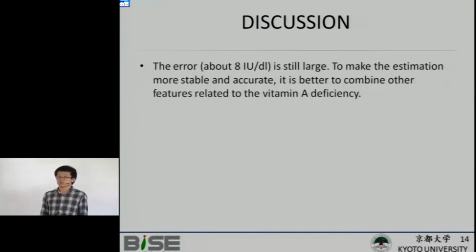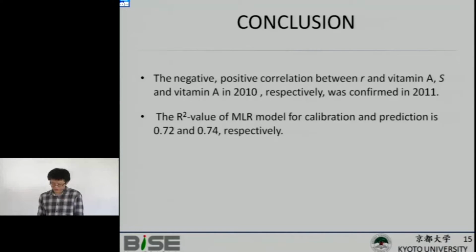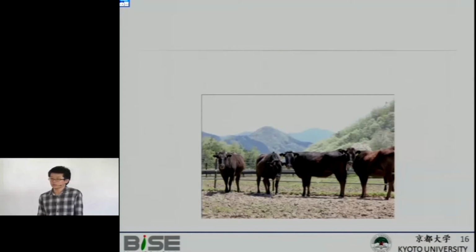Then the discussion part. The error now is about 8 IU per dL. It's still large. To make the estimation more stable and accurate, it's better to combine other features related to vitamin A deficiency. And conclusion: the negative and positive correlations between small r and vitamin A, and S and vitamin A, in 2010 were confirmed in 2011. The R square value for calibration and prediction is 0.72 and 0.7674 respectively. Thank you for your attention.